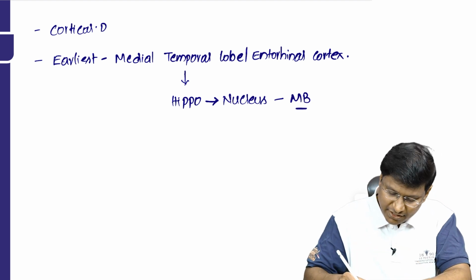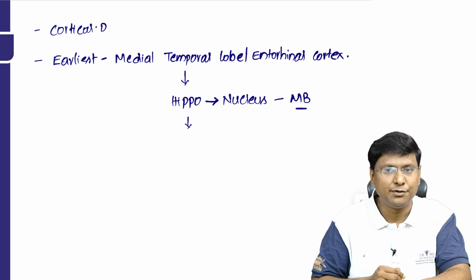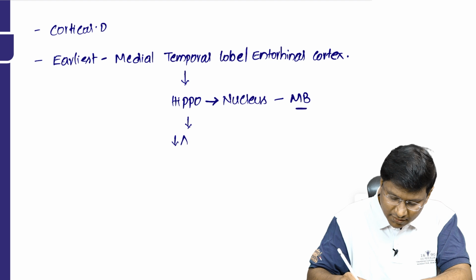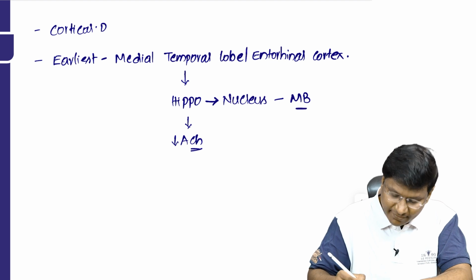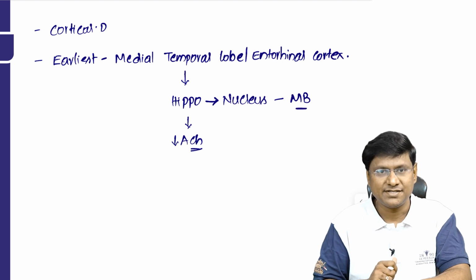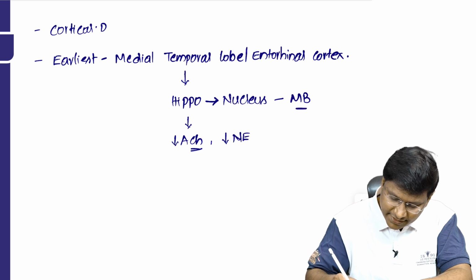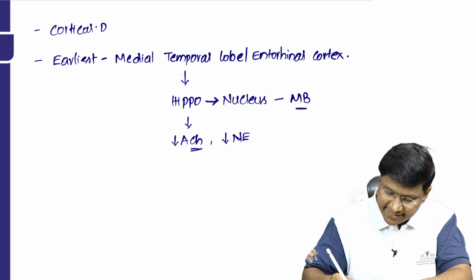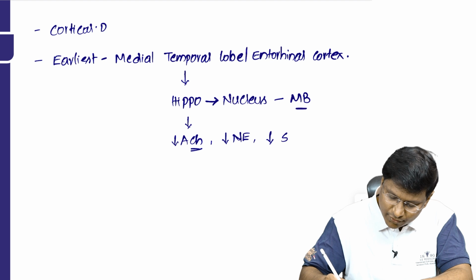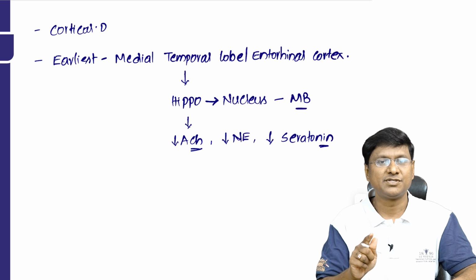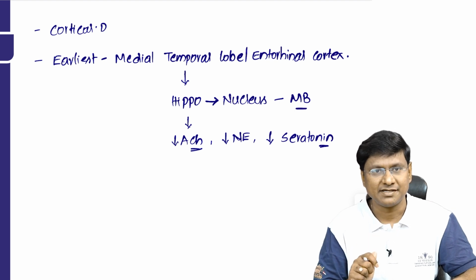Now, because of the damage to this particular nucleus basalis of Meynert, what happens in patients with Alzheimer's is there will be a decrease in the acetylcholine levels, and not only that, there will also be a decrease in the norepinephrine as well as a decrease in the serotonin levels. So these are the neurotransmitters which are reduced in patients with Alzheimer's disease.